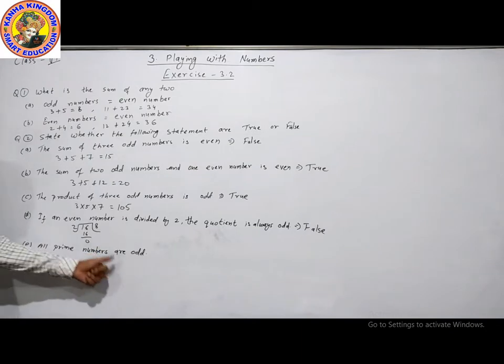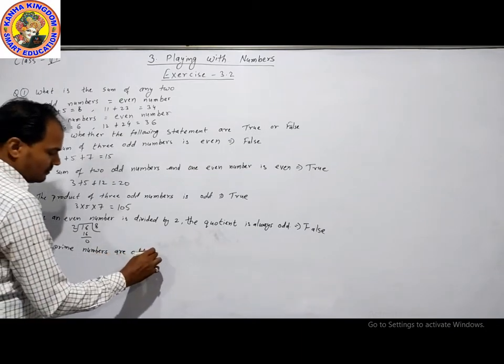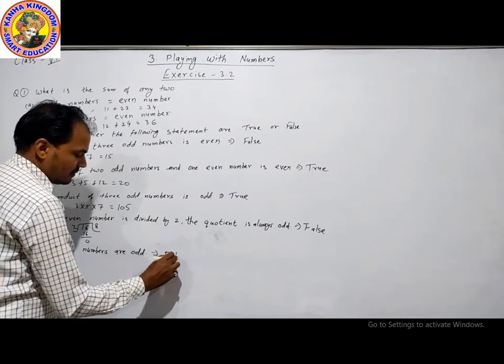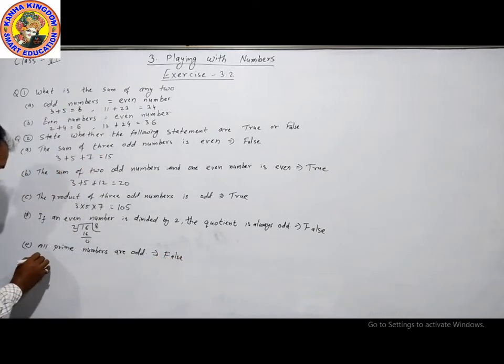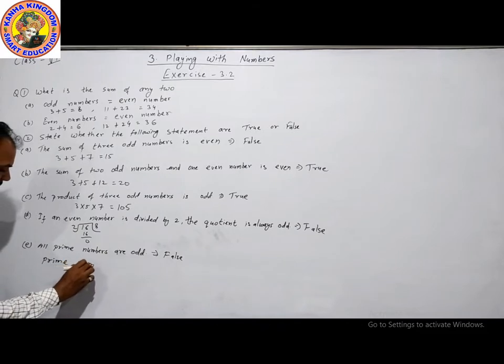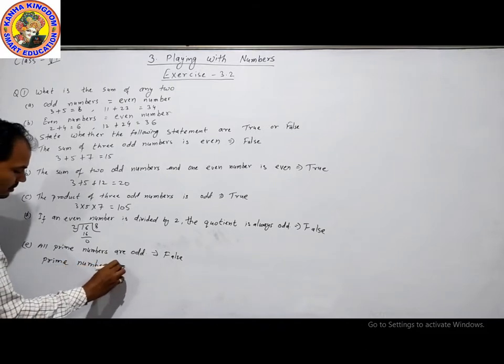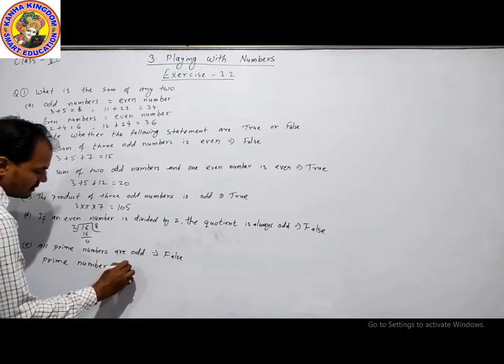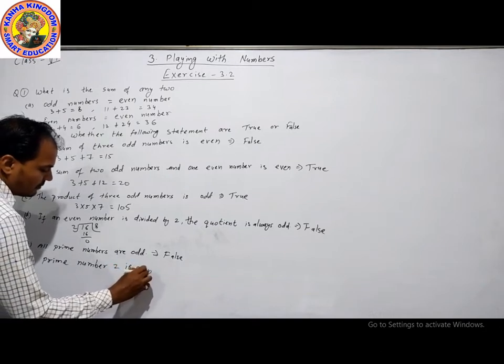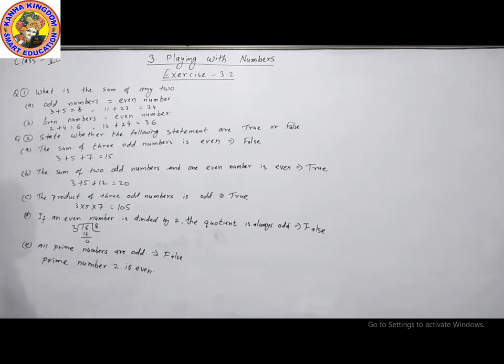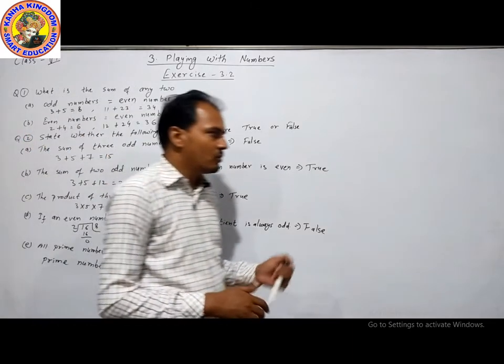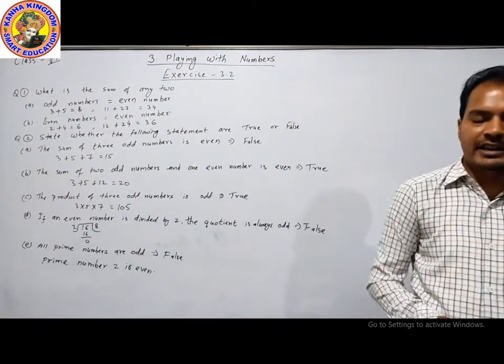All prime numbers are odd. False. The prime number 2 is even. Take a screenshot of this. We will move to our next statements.